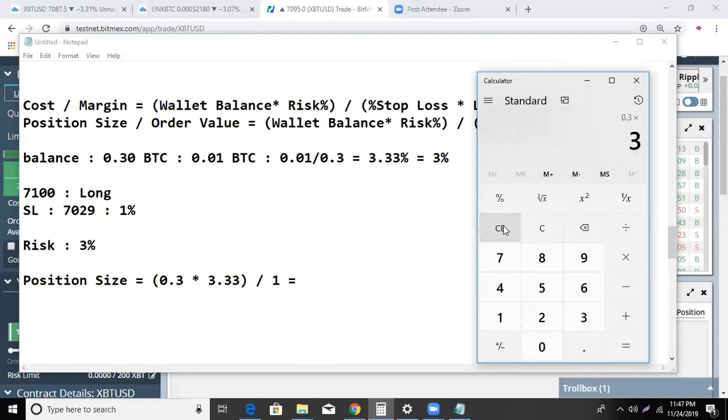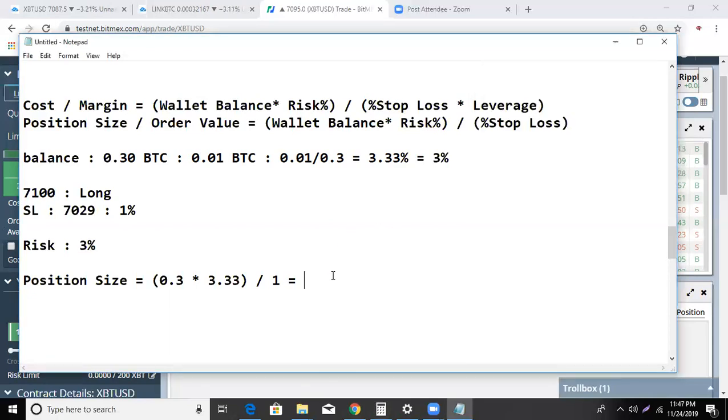3.33, and I got 0.999. So I'm considering it 0.1 Bitcoin, okay? Sorry. So I'm considering it 0.1 Bitcoin. This is the order value approximately, okay, 0.99 Bitcoin or 0.1 Bitcoin. This is my order value. Are you getting me? This is my order value, right?